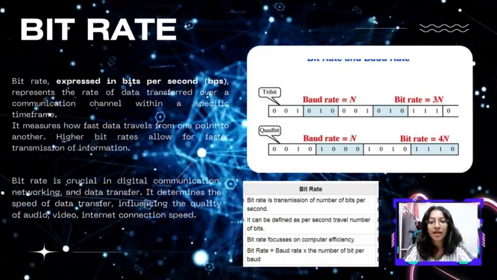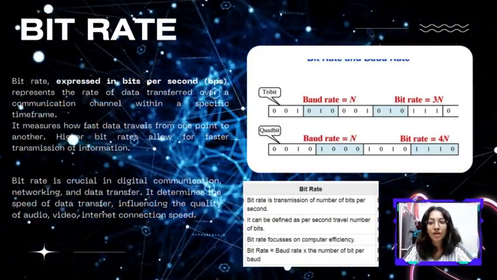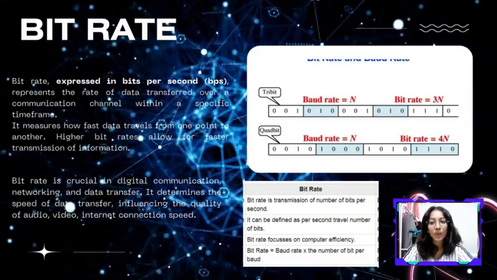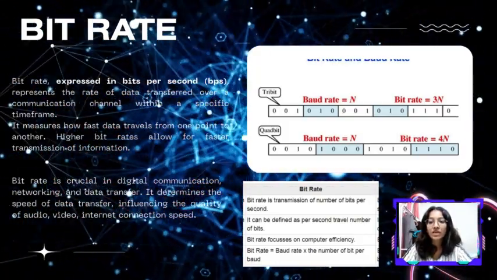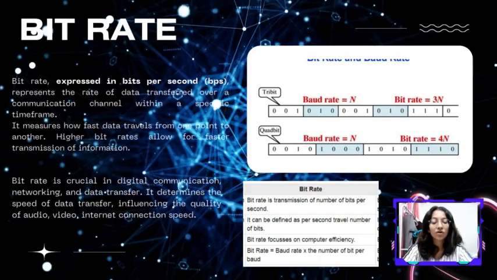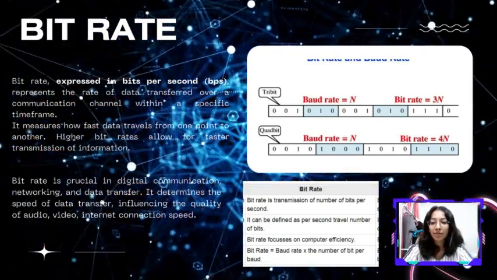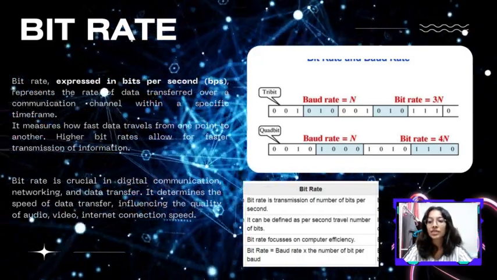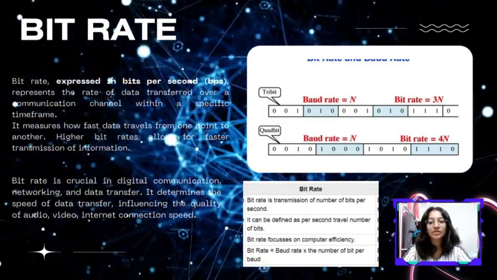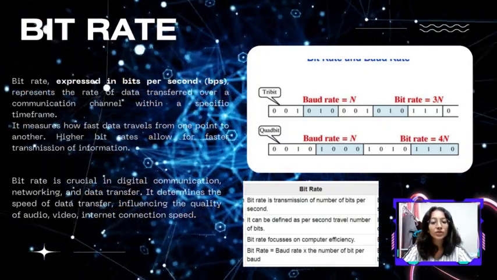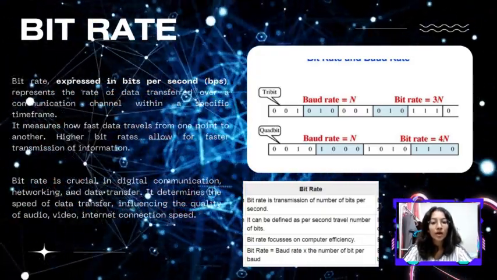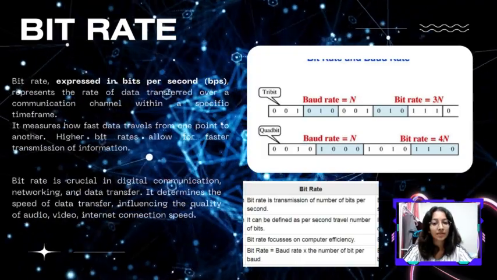My name is ISSHITHA and I'm going to explain about bit rate and baud rate. Bit rate is expressed in bits per second and represents the rate of data transferred over a communication channel within a specific time frame. It measures how fast the data travels from one point to another. A higher bit rate allows for faster transmission of information. It is calculated by multiplying the number of bits transmitted in each unit of time. For instance, if a system sends 1000 bits in 1 second, the bit rate would be 1000 bits per second. Bit rate is crucial in digital communication, networking, and data transfer. It determines the audio, video and internet connection speed and quality.